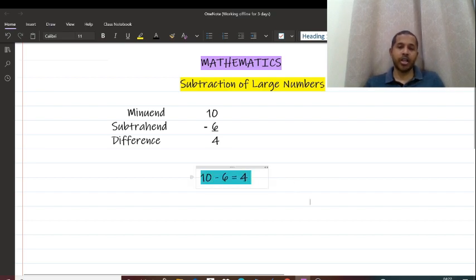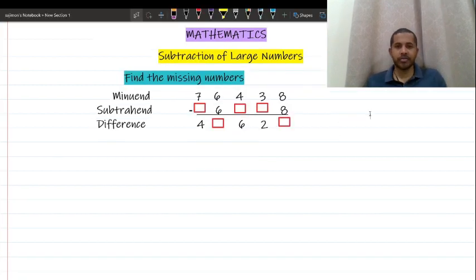Look at the same example. 10 minus 6 is equal to 4. The number which is given before the subtraction sign is known as the minuend. The number that comes after the subtraction sign is known as the subtrahend. Then the answer we get after the subtraction is known as the difference.